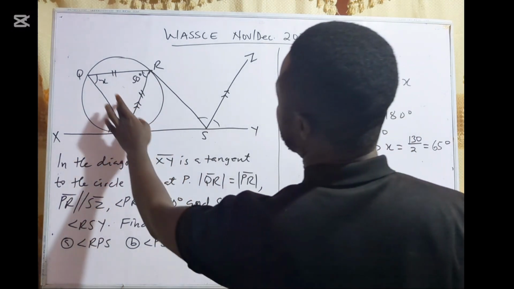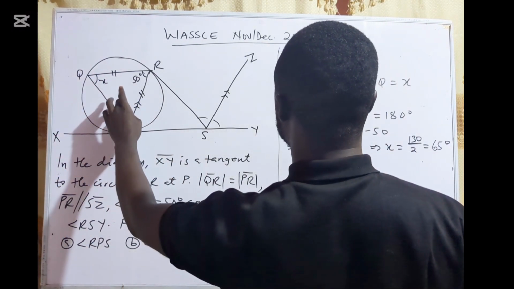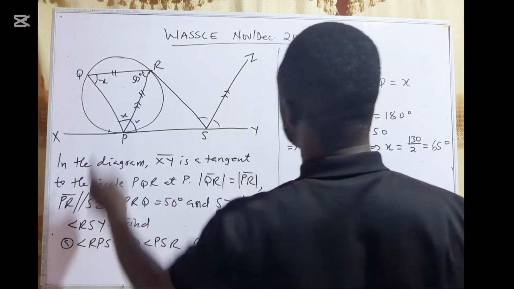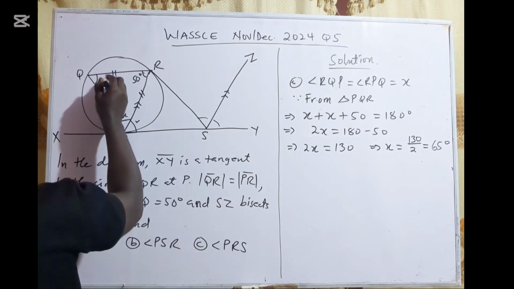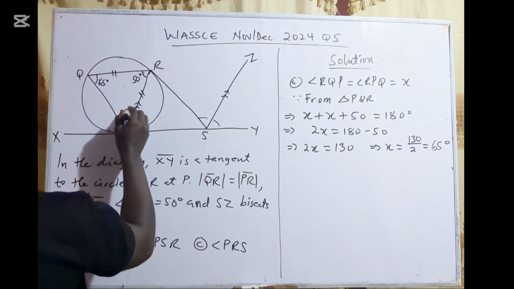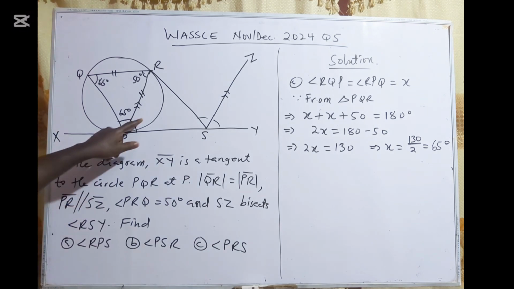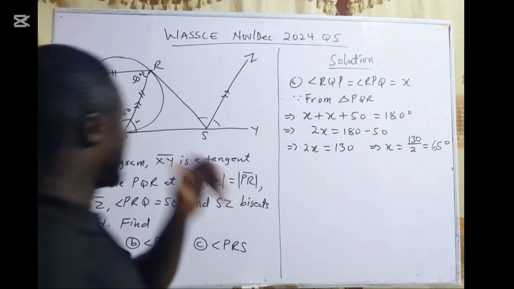So here is 65, and 65 plus 65 gives 130. 130 plus 50 will give me 180. So this angle here is 65 degrees, and here is also 65. That is why this side is the same as this side. If it happens that way, then the angle here is also 65.